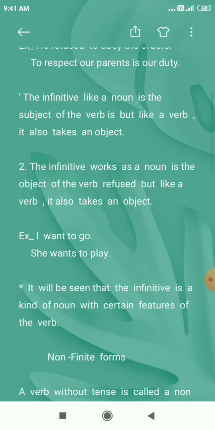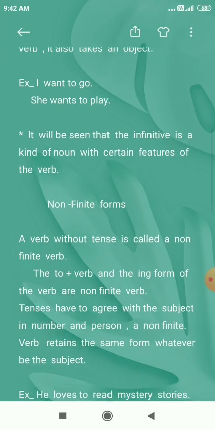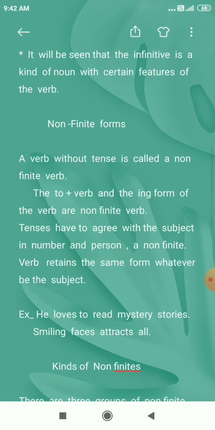The infinitive work as a noun is the object of the verb refused, but like a verb, it also takes an object. I want to go, she wants to play. It will be seen that the infinitive is a kind of noun with certain features of the verb. After that, I am going to explain about the non-finite forms.